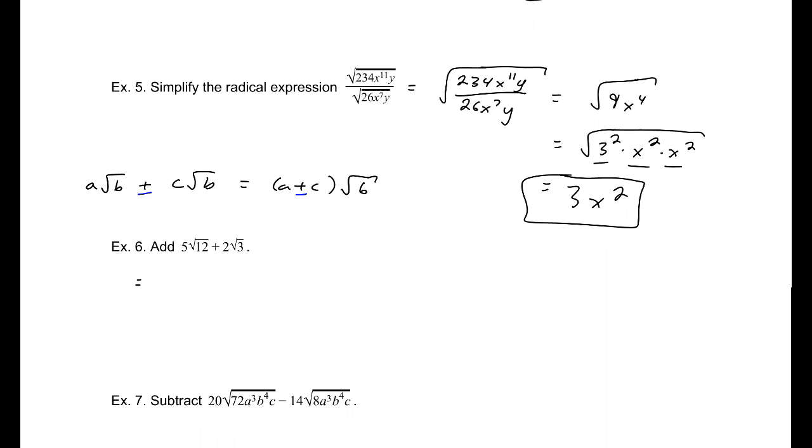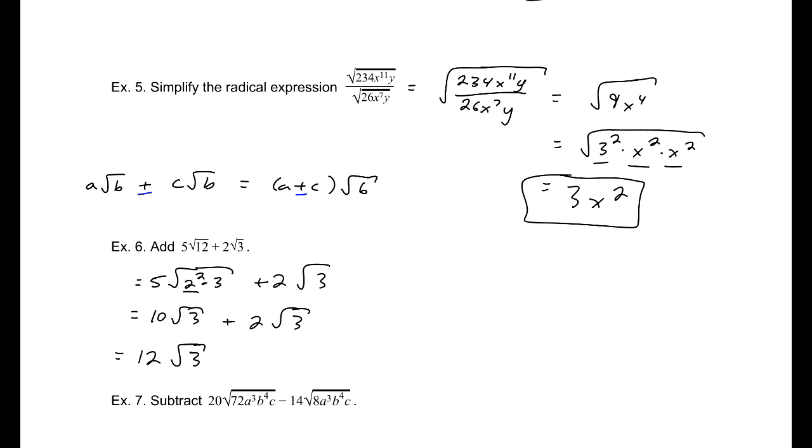So 5 square root of 12, well, 12 is 4 times 3, so that would be 2 squared times 3. And 3 does not factor. It's prime. So this will become, bringing a 2 out, we get 10 root 3 plus 2 root 3. And combining those two together, we are going to have a root 3, and that'll be 12 root 3.